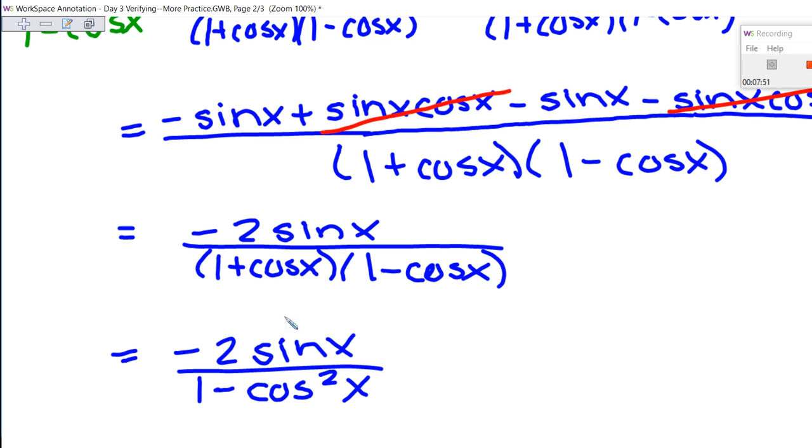Now we have a Pythagorean identity because we have a 1 with a term that's squared. So instead of 1 minus cosine squared, what could I put? Sine squared of x.